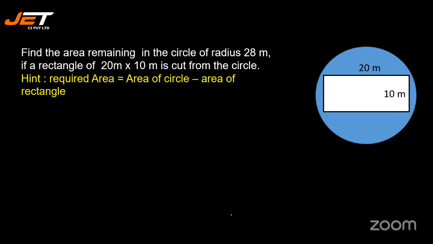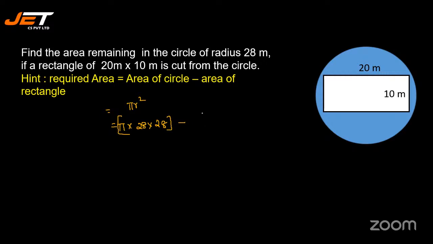Okay. So what is the area of a circle formula? In this itself we can calculate. Area of the circle will be pi r square. So pi into what is the radius of the circle? Find the area remaining in the circle of radius 28 into 28 minus area of rectangle.